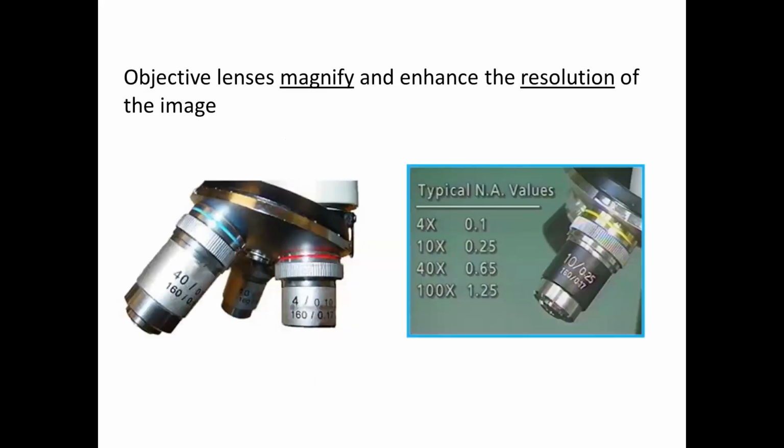Objective lenses magnify as well as enhance the resolution of the image. So the eyepiece lens and the objective lens together give us a magnified, enhanced image with high resolution so that we can observe the structures.